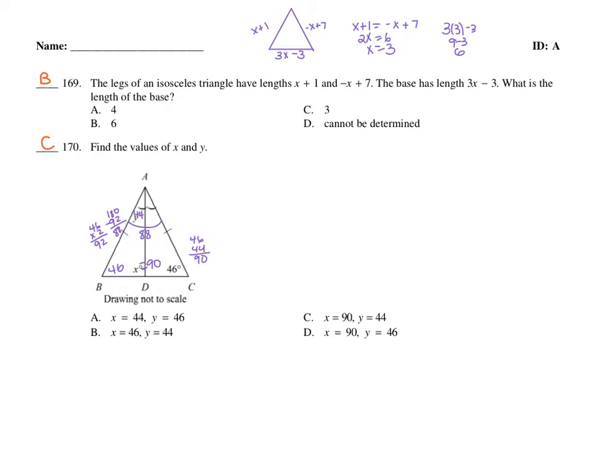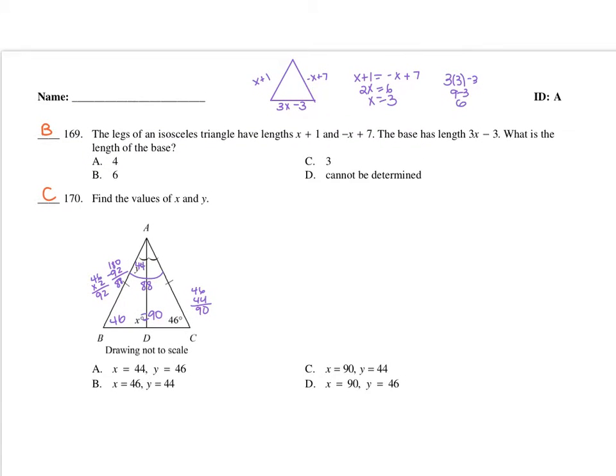169, the legs of the isosceles triangle have the lengths x plus 1 and negative x plus 7, and the base has a length of 3x minus 3. What's the length of the base? So I had to set the two legs congruent to each other. This is vocab. You have to know legs are the ones that are congruent. So x plus 1 would equal negative x plus 7, set those equal to each other, and x is 3. And then it said, what's the length of the base? You had to plug it back in.